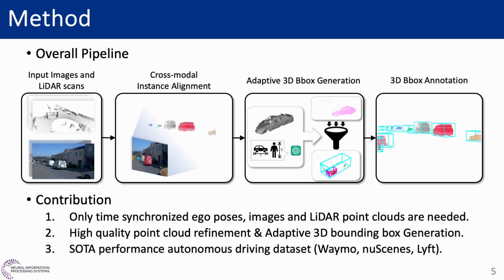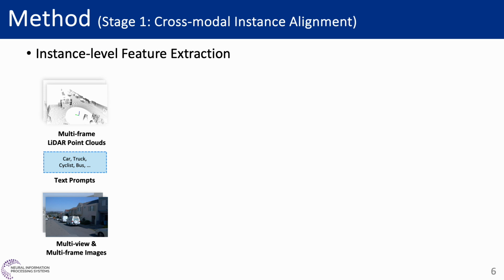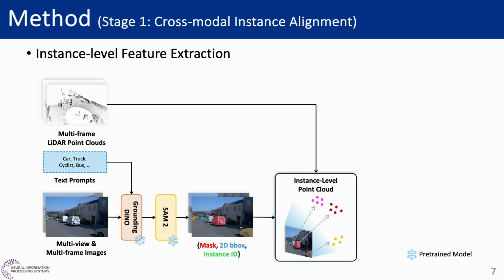Given only time-synchronized ego pose, images, and LiDAR point clouds, our two-stage pipeline automatically annotates high-quality 3D bounding boxes. As a result, we achieve state-of-the-art performance across diverse autonomous driving datasets, including Waymo, Lyft, and in-use scenes. First, given multi-frame LiDAR point clouds, text prompts containing the target classes to be annotated, and images, we leverage 2D vision foundation models to extract instance-level information. We then associate it with the 3D point cloud to obtain an instance-level point cloud.